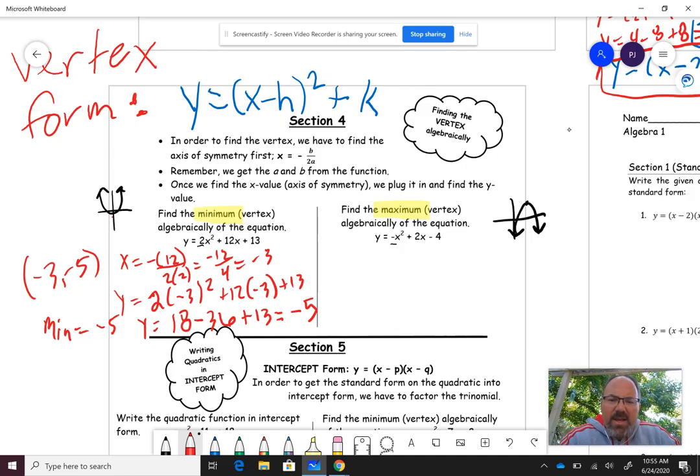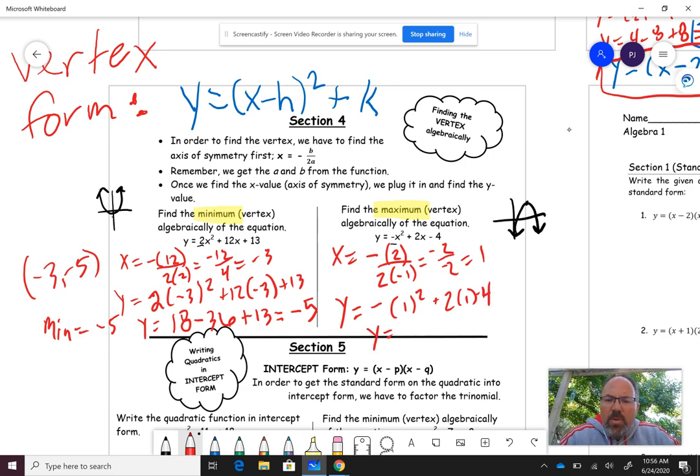Here we're going to have a maximum. X is equal to negative b over 2 times a, and the a value is negative 1. So what's that? Negative 2 over negative 2, which is positive 1. Y is equal to negative 1 squared plus 2 times 1 minus 4.